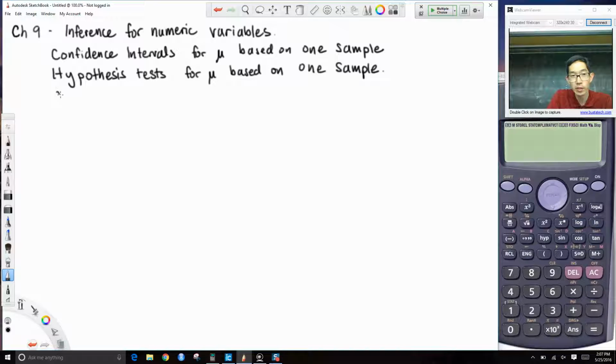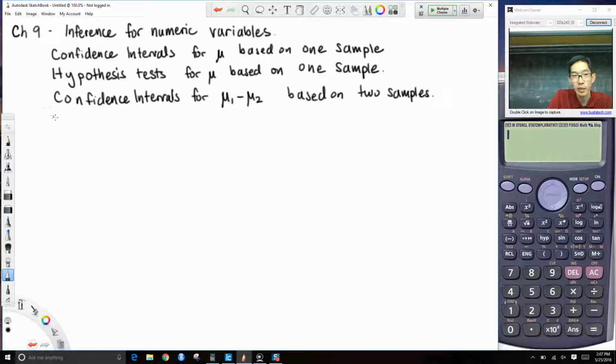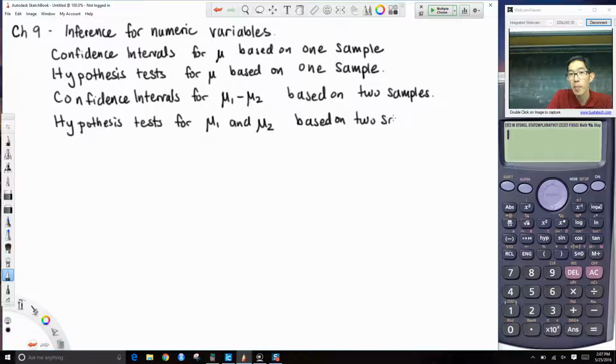We will also have confidence intervals for the quantity mu1 minus mu2 based on 2 samples, and hypothesis tests for mu1 and mu2 based on 2 samples.